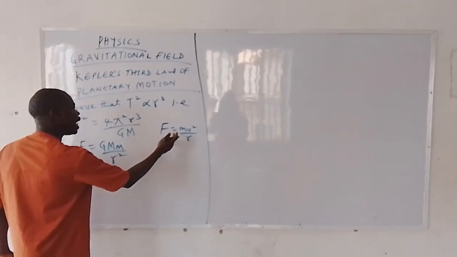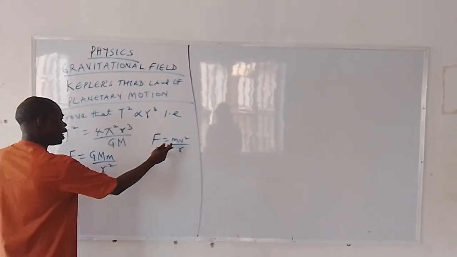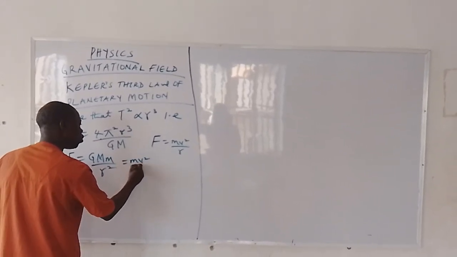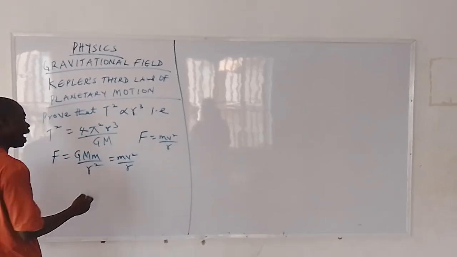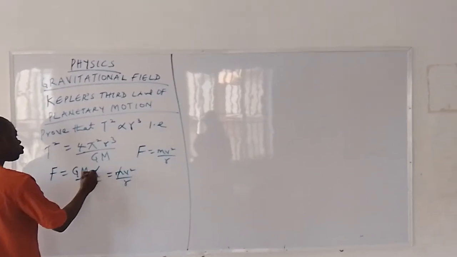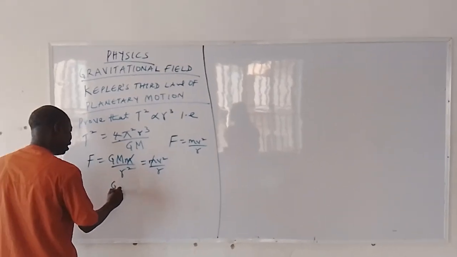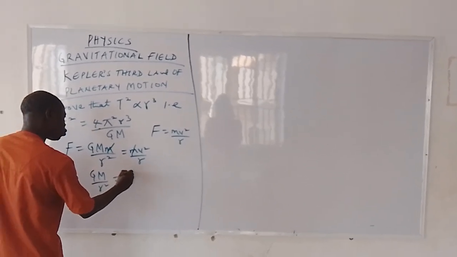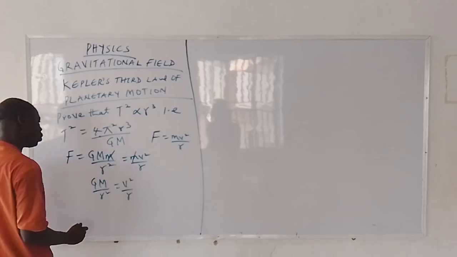So I can easily rewrite this. I can equate this to this. So GMm over r squared is equal to mv squared over r. In essence, this m cancels this m. Then GM over r squared is equal to v squared over r.